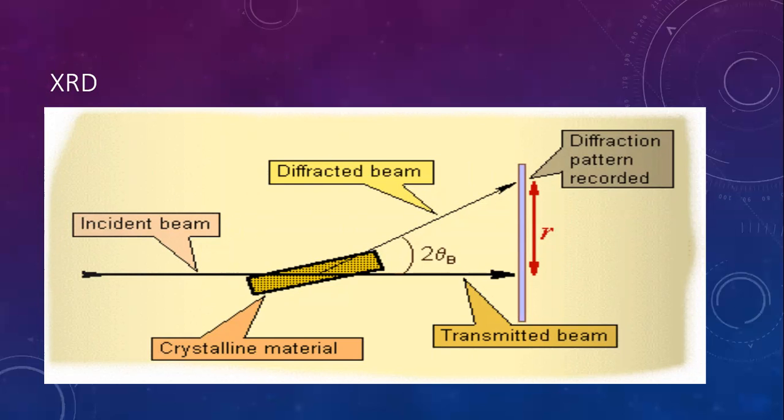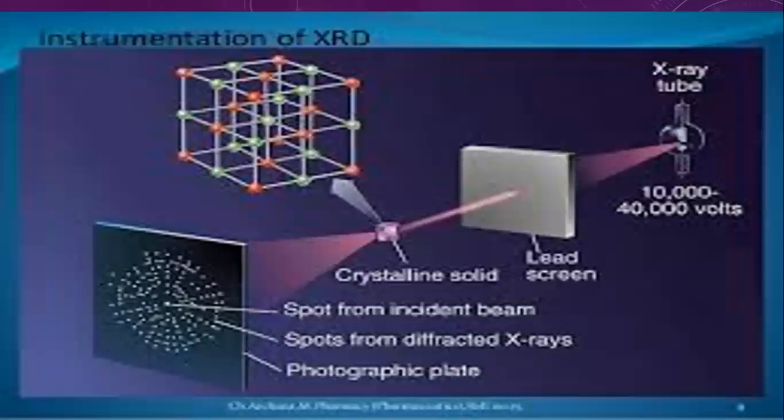This shows that the incident beam of X-rays is in a straight line, but after hitting the crystalline material, it changes its angle by 2 theta. Here's another example of how the instrumentation of XRD is done.